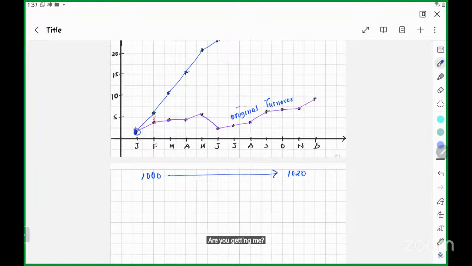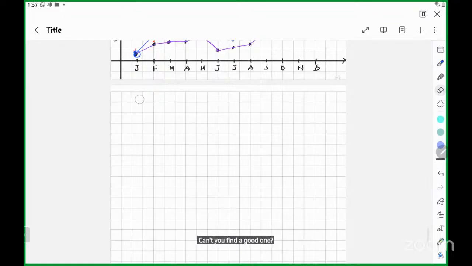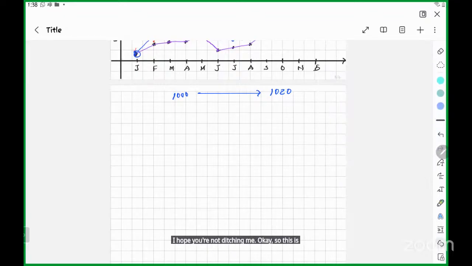What it means is that between 0 and 1,000, you don't need anything. I'm going to show it to you here. If our values were starting from 1,000 to maybe 1,020, actually, what's the difference between 1,000 and 1,020? It's only 20. Your scale should cover just 20, not 1,000. So what you do, this is what you do. I hope you are getting me. Okay, so this is what you do.